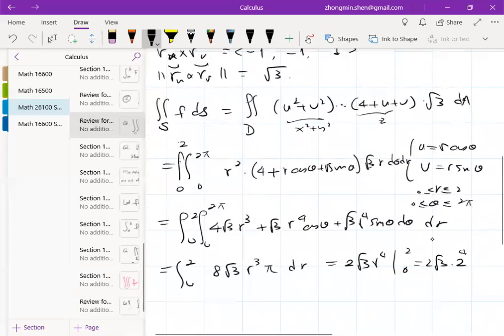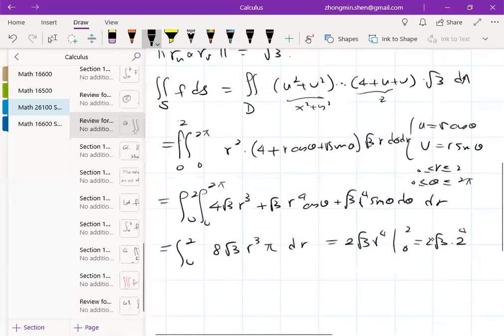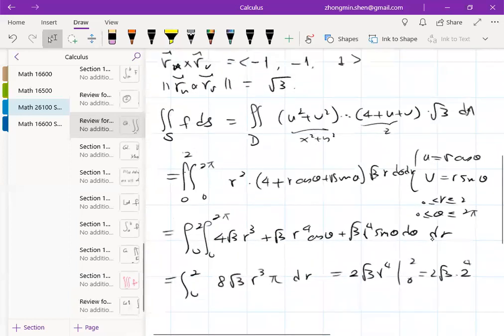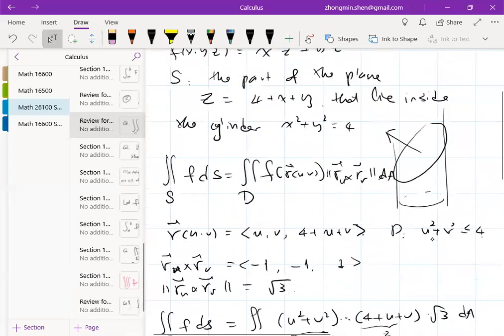Okay, so for a surface integral, if it's just a function, you don't have any theorem you can use, just the formula using the parametric equations, using the parameterization of the surface to evaluate the integral. Okay, you just use that formula to change the surface integral into a double integral. Okay, so that is the formula we're going to use.